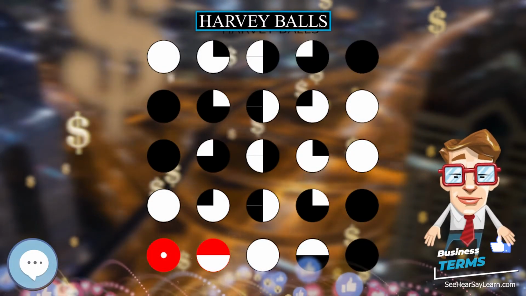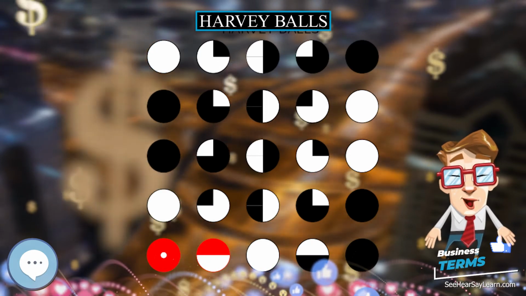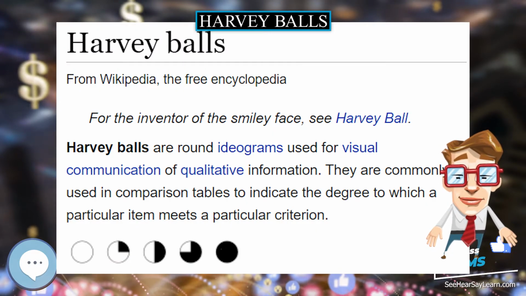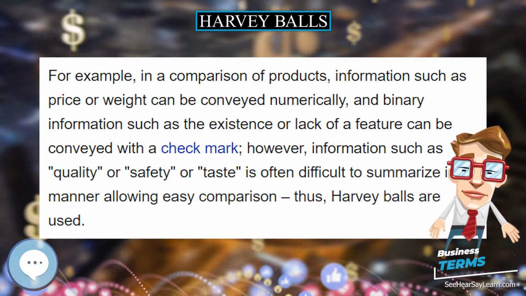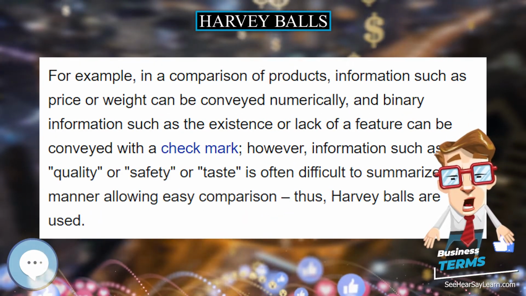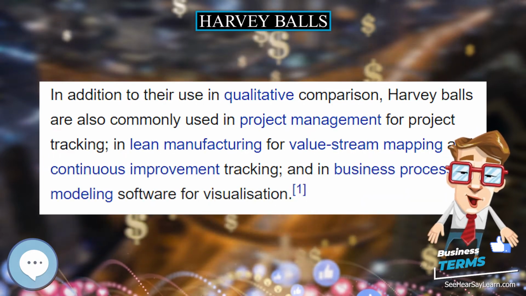Harvey balls. Harvey balls are round ideograms used for visual communication of qualitative information. They are commonly used in comparison tables to indicate the degree to which a particular item meets a particular criterion.